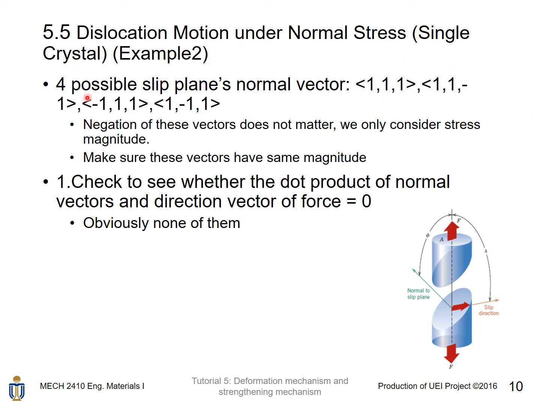Again, there are 4 possible slip planes in the FCC structure. As you may remember, there are 4 triangular-shaped planes, and for their normal vectors, again, we use Cartesian coordinates here, as it is cubic and can be directly converted.